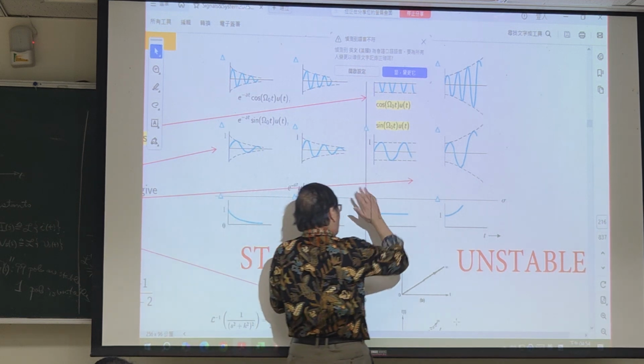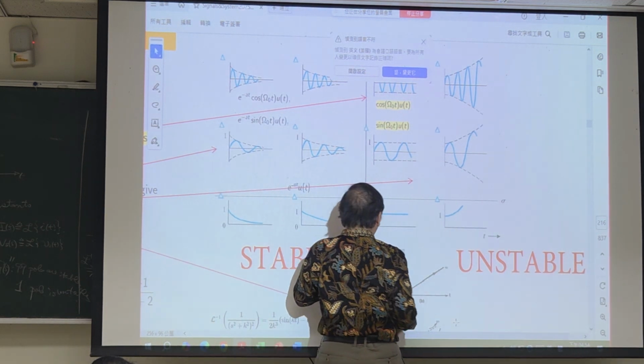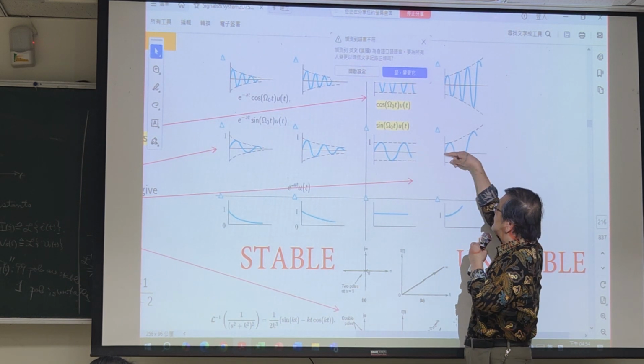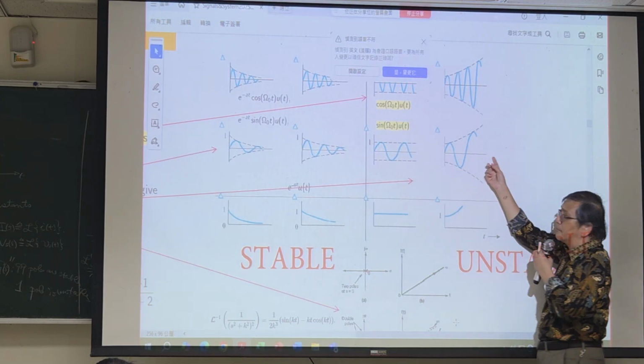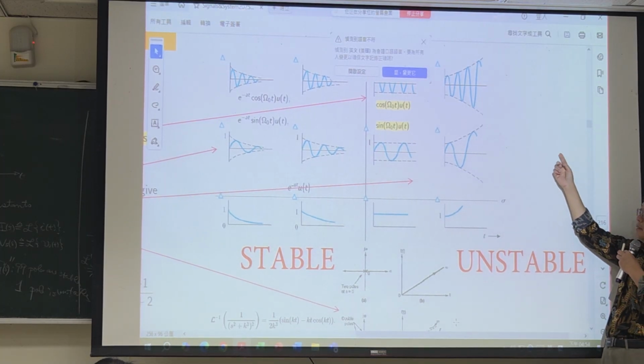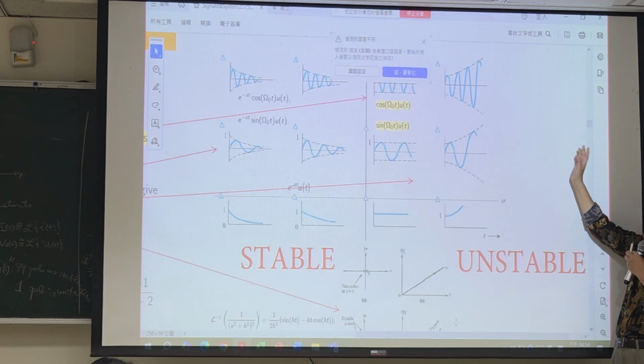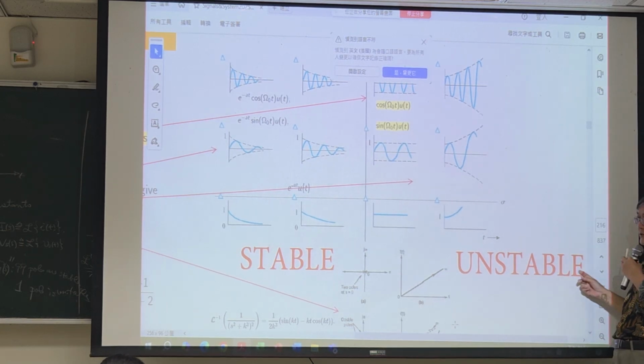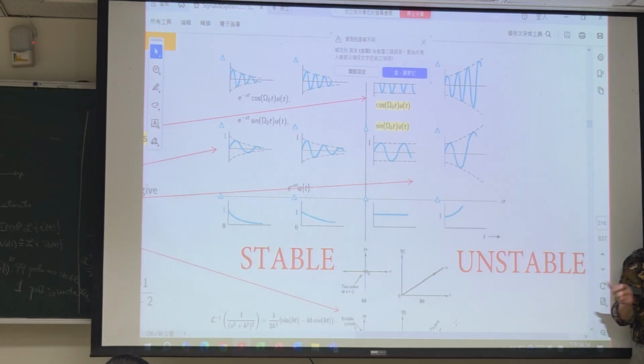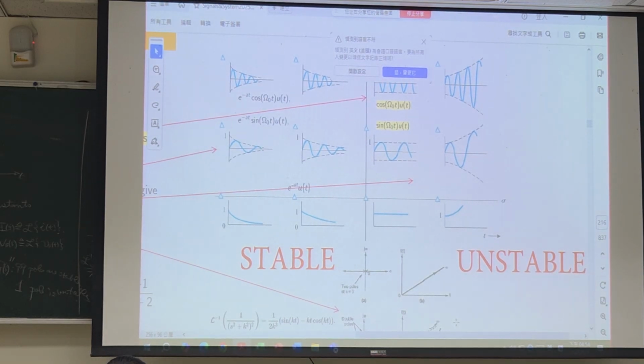And on the right half plane, eventually they will grow without bound. So these are the unstable responses. The corresponding system is unstable. All right, so hopefully that will give you a very good impression.